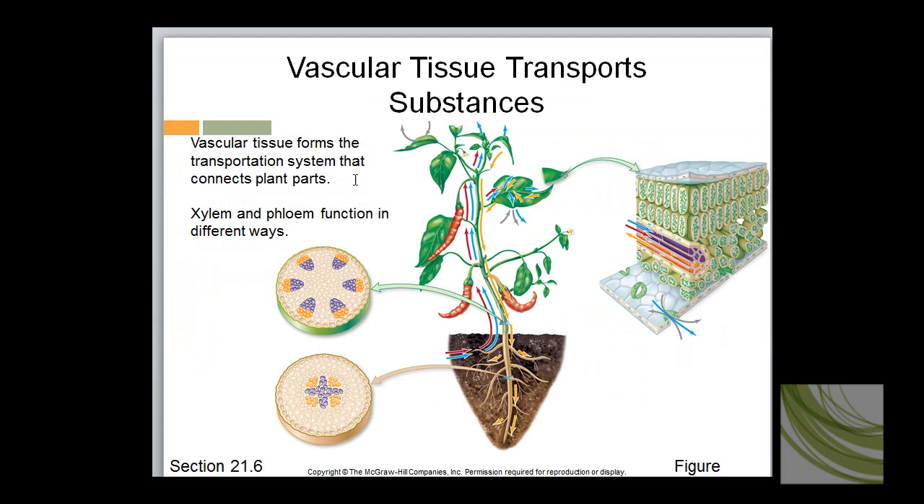Vascular tissue forms a transportation system. Xylem and phloem function in different ways. Here is a pepper plant. Okay, so these are the different types of vascular bundles. They vary between the stems and the roots.